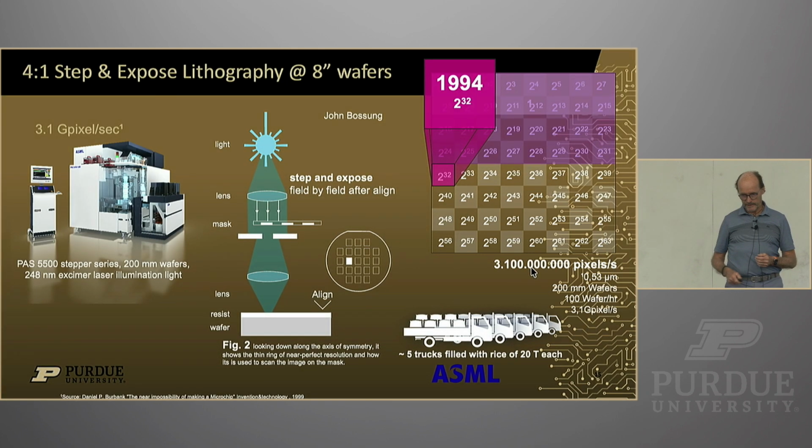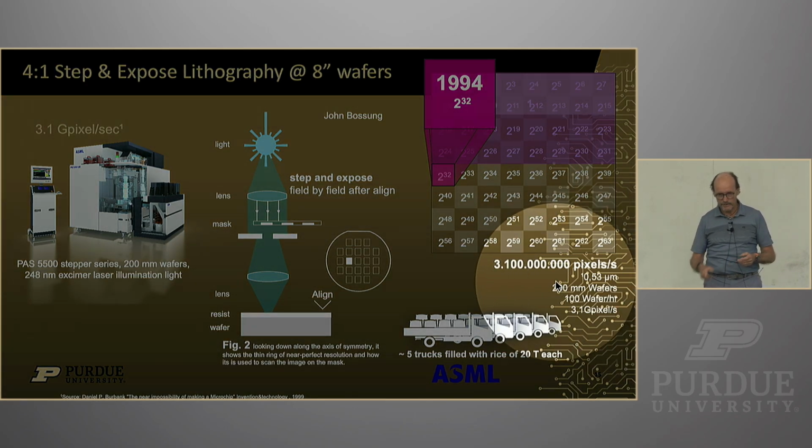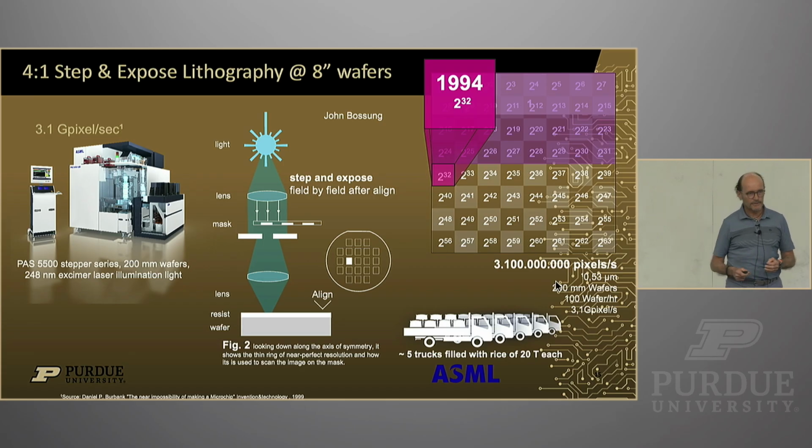billion pixels per second. We could now do half micron features on 200 millimeter wafers, 100 wafers. So we've gone from 1 transistor per second, or 1 pixel per second, to 3 billion pixels per second. Using that rice analogy, on this square of the chessboard, we have enough rice now to fill 5 trucks, each with 20 tons of rice.